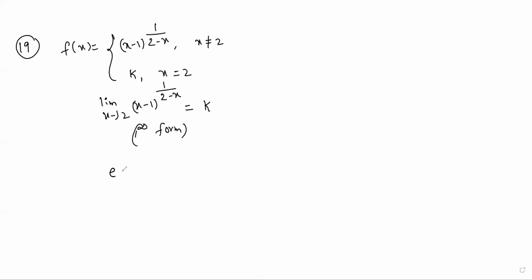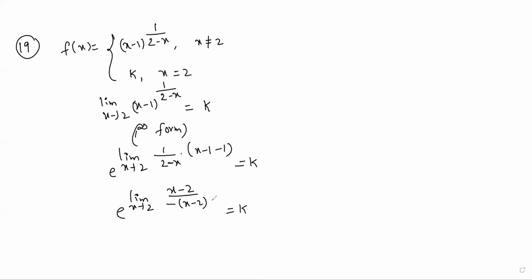Now 1 power infinity form, how to write? Limit e power limit x tends to a. This is f of x power g of x, which means e power limit of g of x into (f of x minus 1). So e power limit x tends to 2 of (x minus 2) total. X minus 2 by, I'll take minus common in the denominator, this also becomes x minus 2, is equal to k.